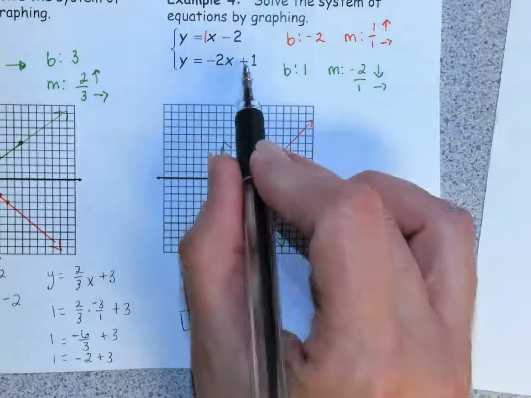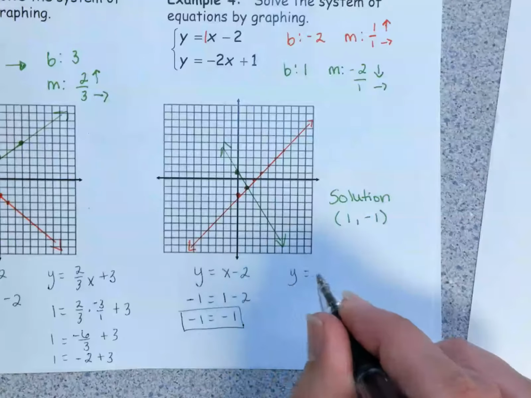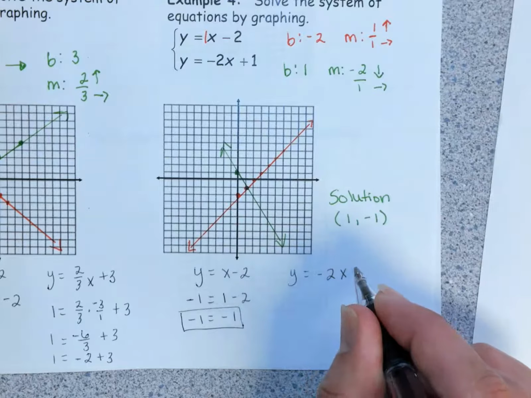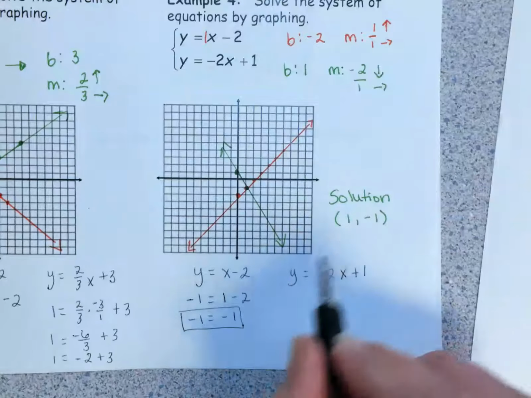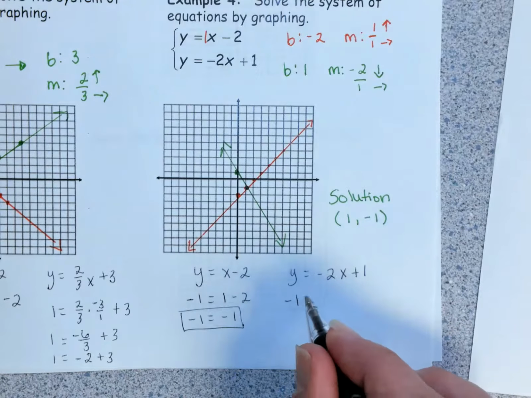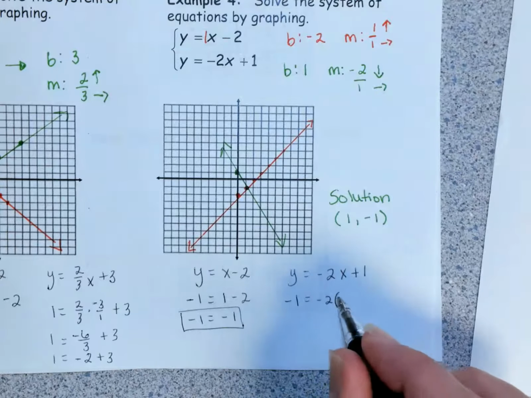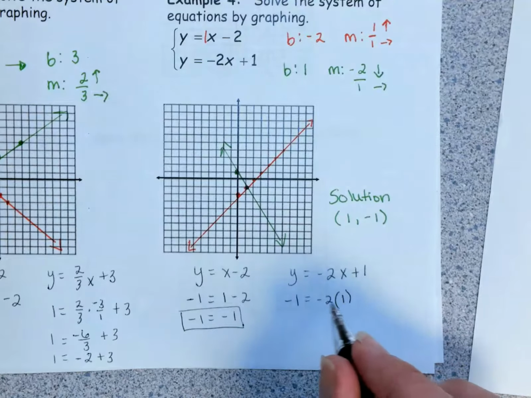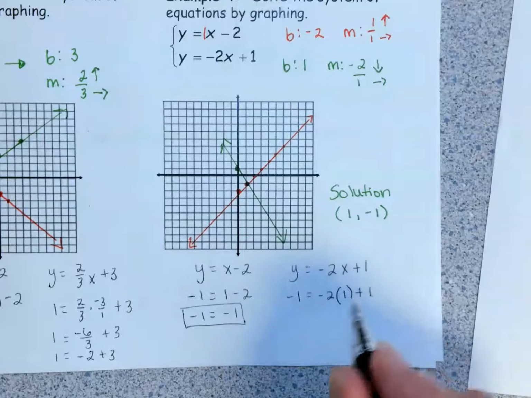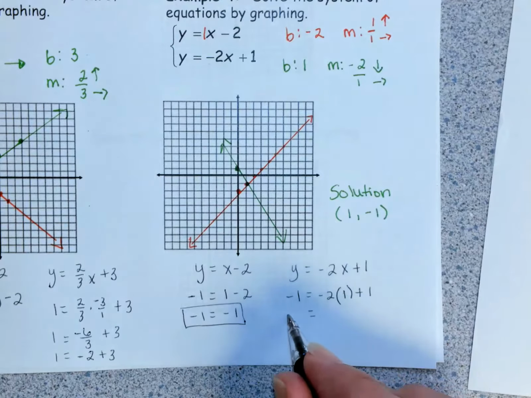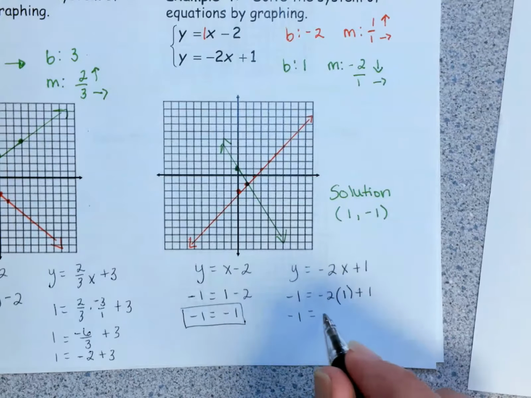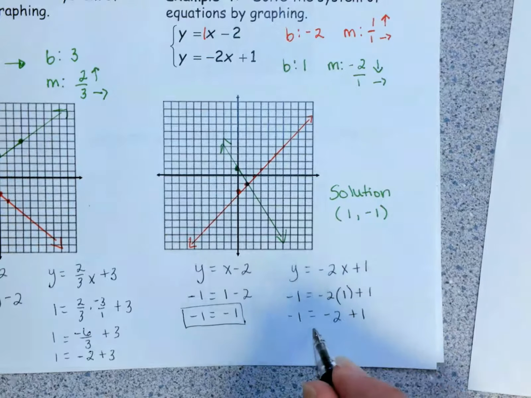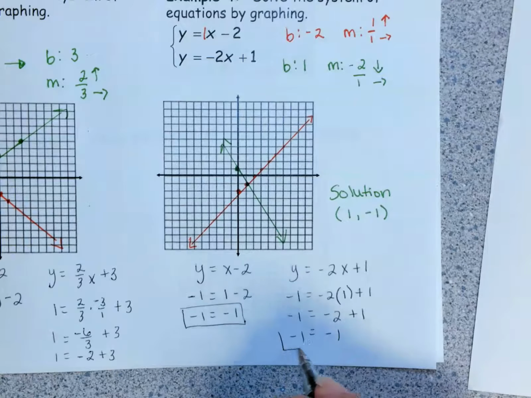If I use the other equation, y equals negative 2x plus 1, make sure you replace y with the negative 1. Use parentheses. You don't want to make this number into negative 21. It's negative 2 times 1. So we have negative 2 times 1 is negative 2 plus 1. Negative 2 plus 1 is negative 1. And these also equal each other.